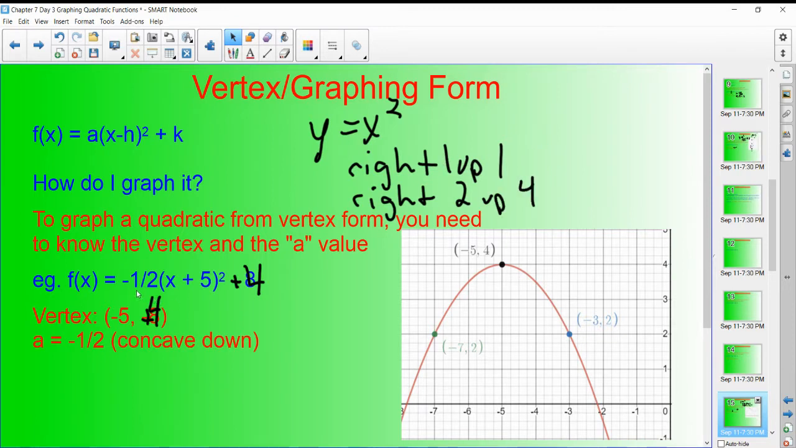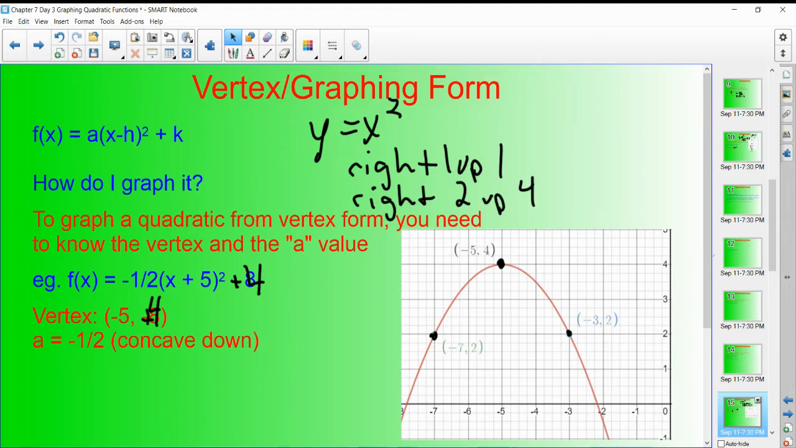Now in this case, since the a value is -1/2, I can go right 1, up 1/2, or down 1/2 because it's negative. And then I can go right 2, and normally I'd go down 4, but now I do half of that. So my a value tells me do half the height of what I normally do. So 2, down 2. Left 2, down 2. And I start with the vertex. I got 3 nice points.